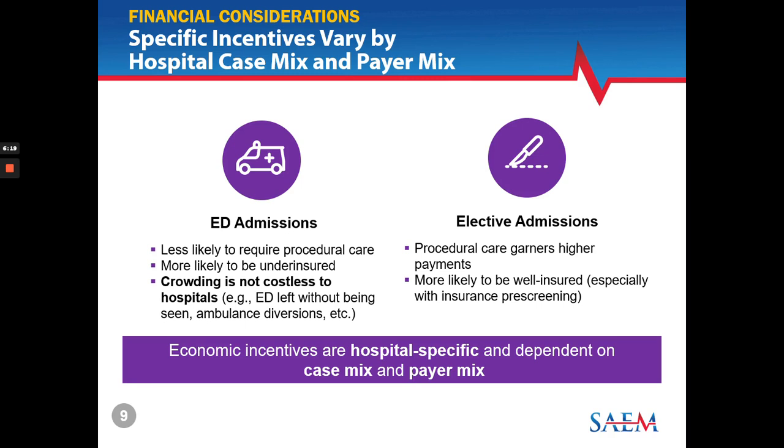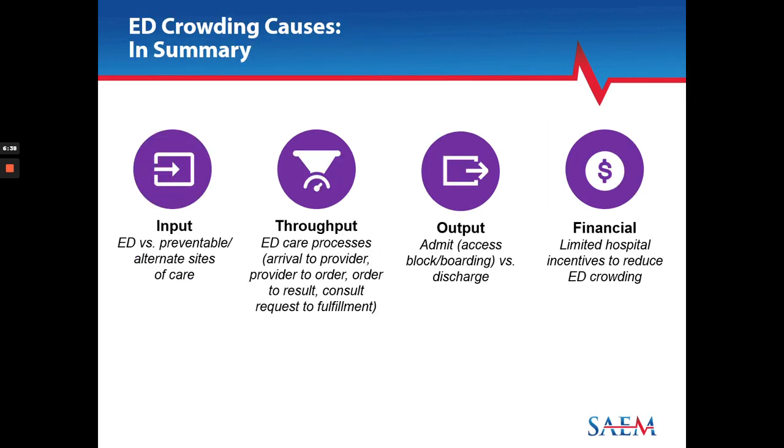Second, this is just a general discussion. The economic calculus is going to vary at each hospital based on its case mix, so what kind of patients get admitted through the ED and what intensity of care and reimbursement they command, along with the hospital's payer mix. So are these mostly patients with commercial insurance, or mostly, for example, Medicaid patients with lower hospital reimbursement?